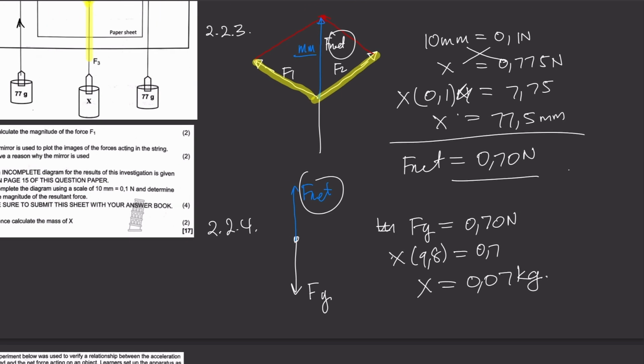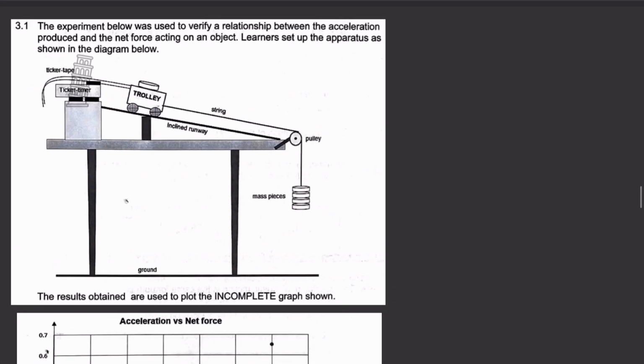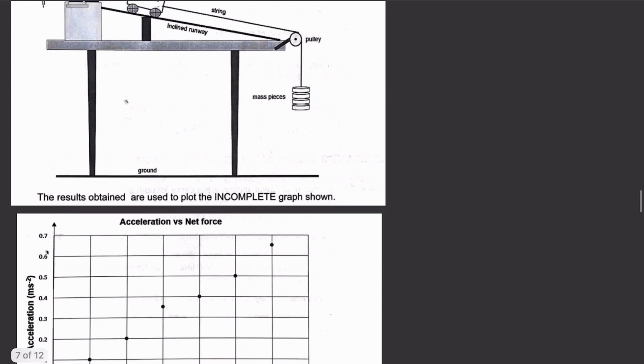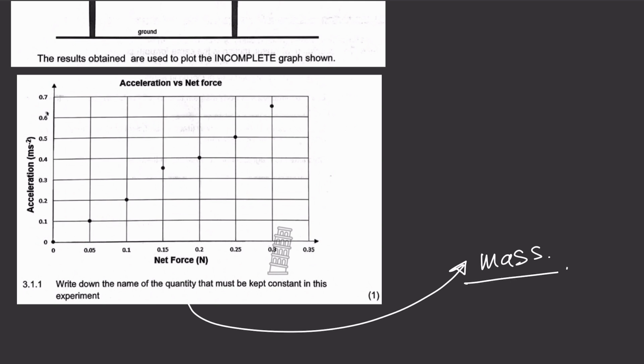Okay, let's move on now. So we are on question number 3, question 3.1. The experiment below was used to verify a relationship between the acceleration produced and the net force acting on an object. Learners set up the apparatus as shown below. So the results obtained are used to plot the incomplete graph. Write down the name of the quantity that must be kept constant in this experiment. So you would have done this experiment in class, and the quantity you need to keep the same is the mass. Right? You need to keep the mass the same.